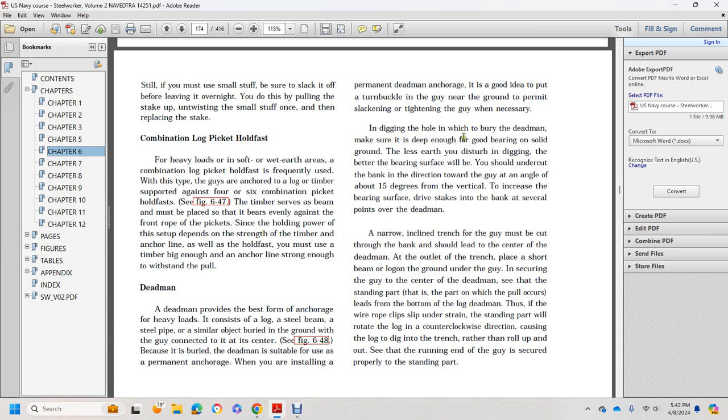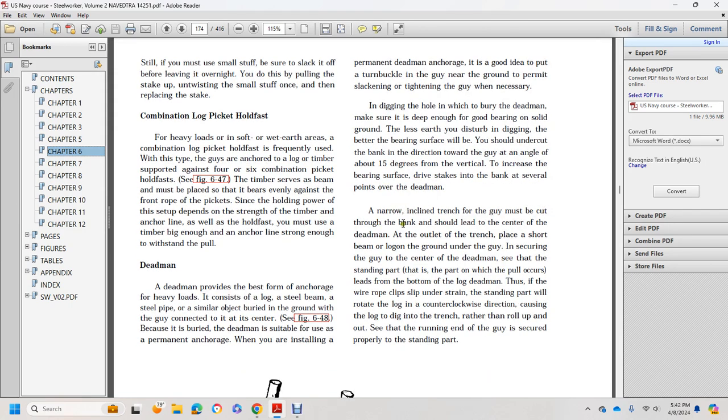Make sure the hole is deep enough for good bearing on solid ground, with less loose earth. Be sure of the digging of the bearing surface. You should undercut the bank in the direction toward the guy at an angle of about 15 degrees from vertical. Cut the bearing surface and drive stakes into the bank at several points for the dead man. A narrow inclined trench for the guy may be cut in the bank. Lead the guy to the center of the dead man through the trench, placing the beam or log on the ground under the guy, unscrewing the guy at the center of the dead man.